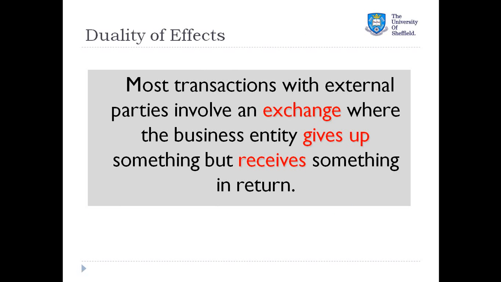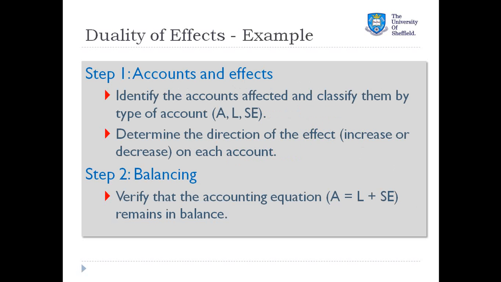Most transactions with external parties involve an exchange where the business entity gives up something but receives something in return. For example, when we buy something, we obviously give cash and we get this product in return. So we have this kind of exchange that always needs to be kept in mind. And this is how the duality of effects works when we record something. So how do we record it? Let us try to break it down into steps.